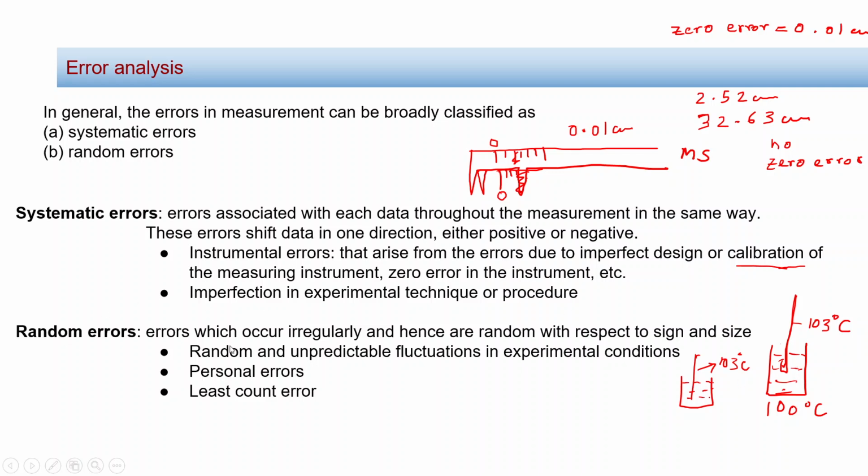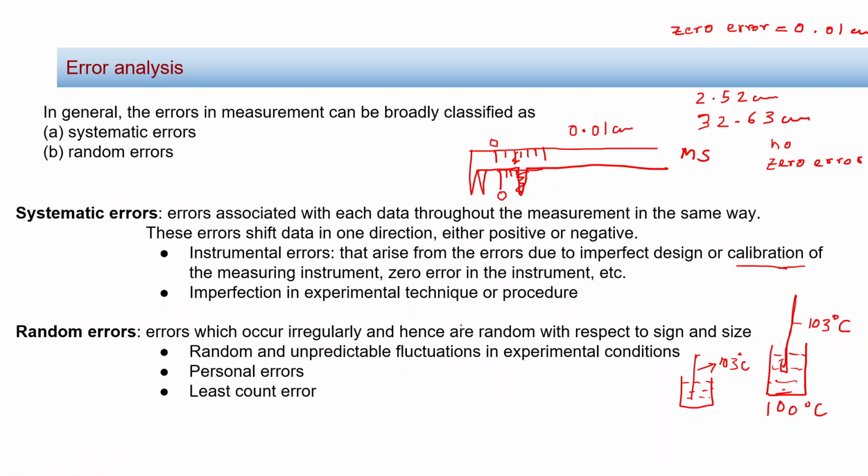There could be random error also. In random error, it could be either in the positive direction or negative direction. We cannot predict that, and these are different from systematic errors because they are random. There we cannot know the cause, and it's very random and unpredictable.